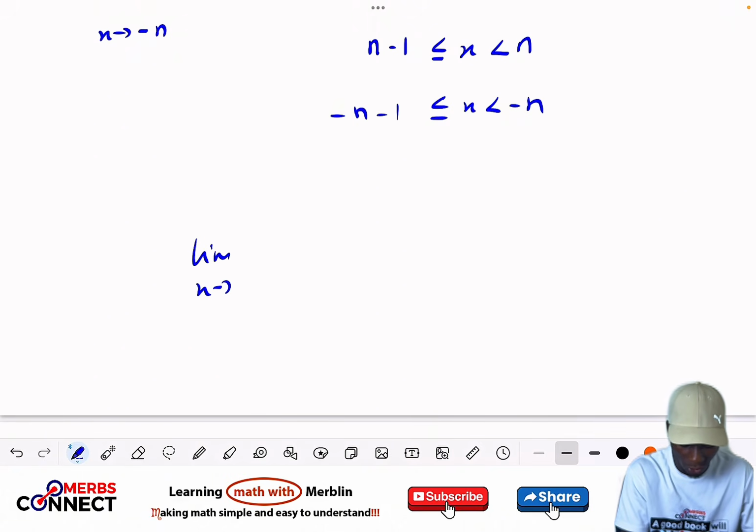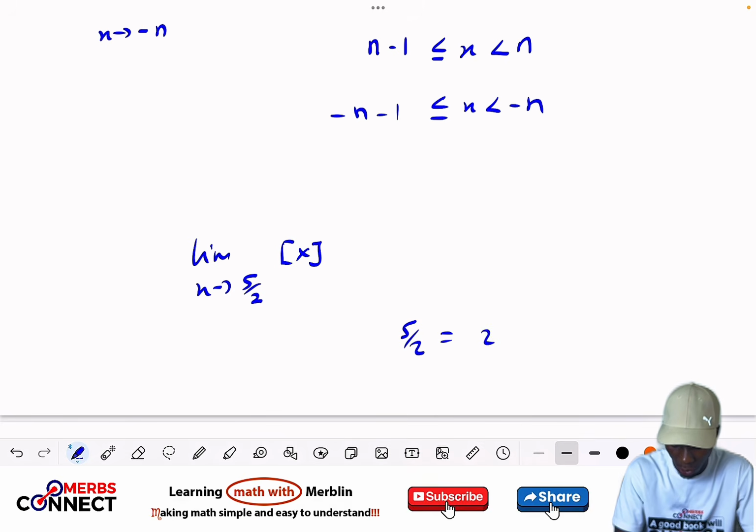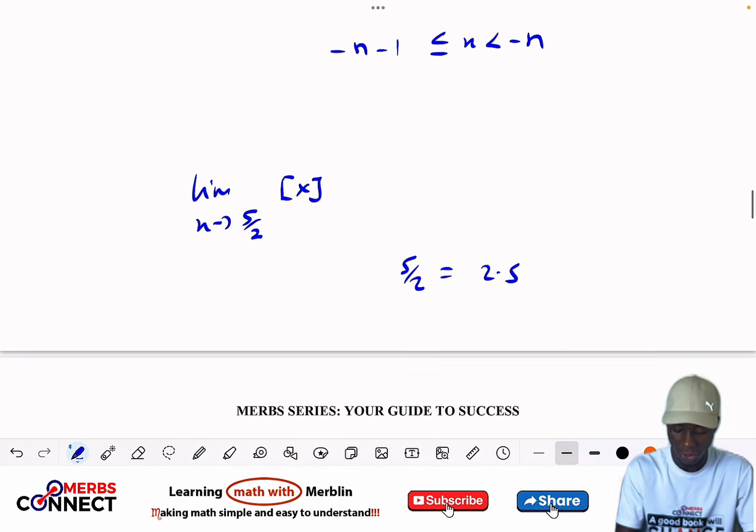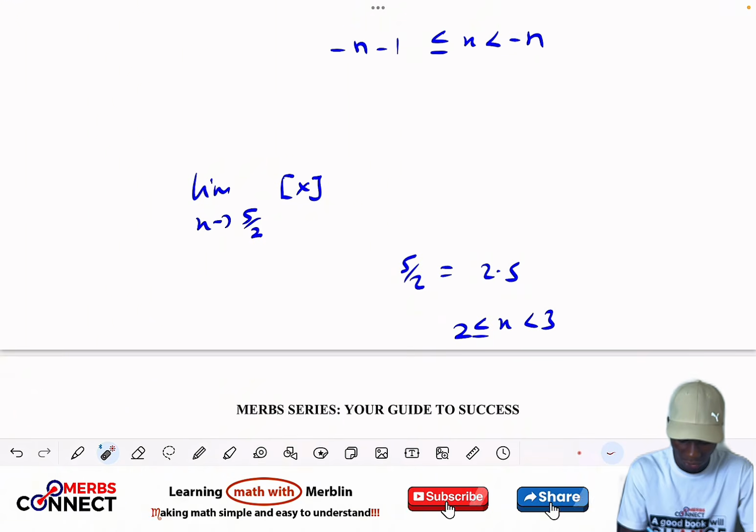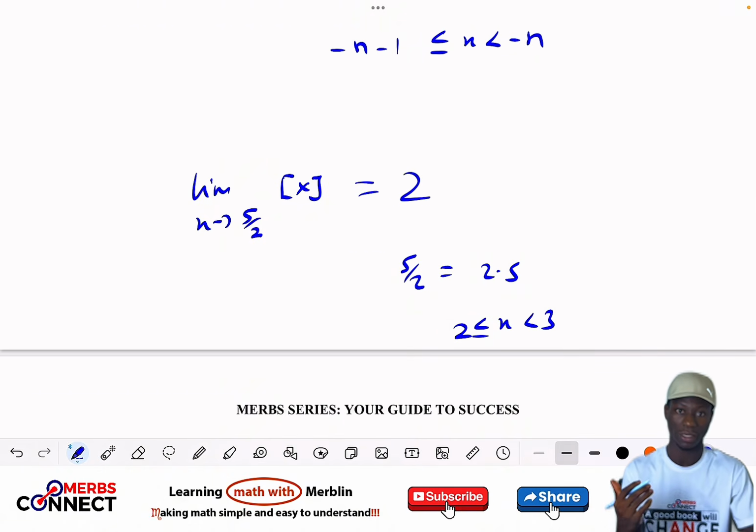So example, if I want to approach 5 divided by 2 of this, then what will be the answer here? So I know that 5 divided by 2 is equal to 2.5, right? So this 2.5, which is my x, is basically going to lie between 3 and 2. So here, my value that I'm going to choose here is 2. So this is going to be equal to 2 because it's a constant.